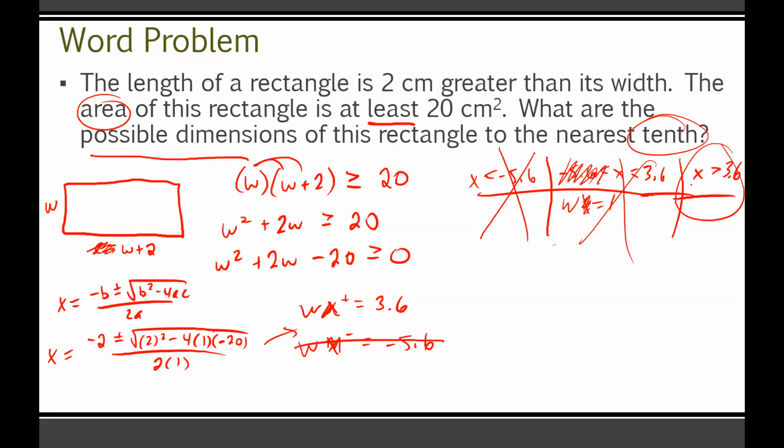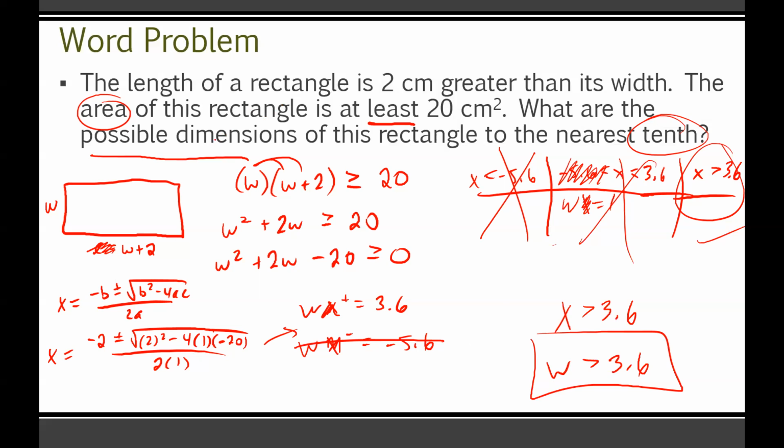But if you plug in an x that's greater than 3.6, so how about like 4? You're going to get 4 squared, which is 16, plus 2 times 4, which is 8. So that brings us up to 24. 24 minus 20 is 4. 4 is greater than 0. What do you know? X is greater than 3.6, or in other words, W is greater than 3.6. That is going to be your range of widths.